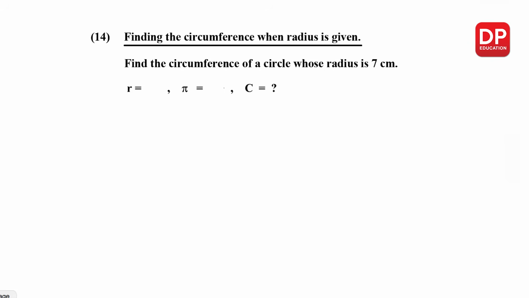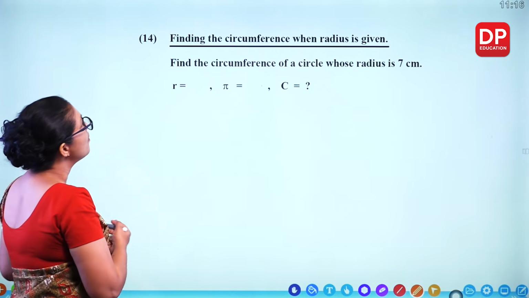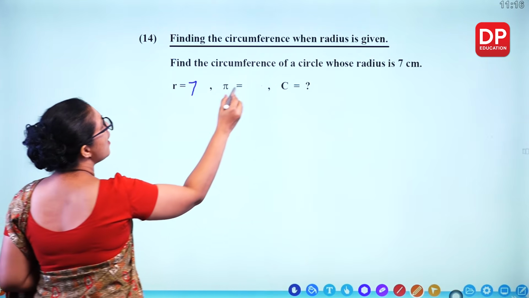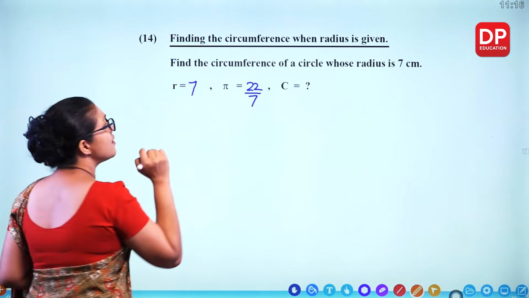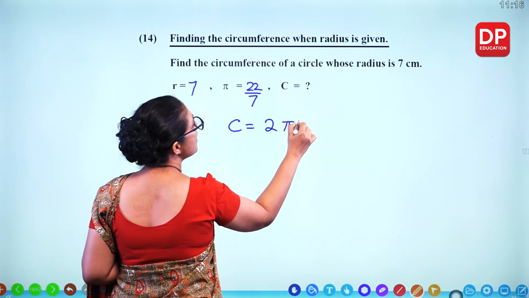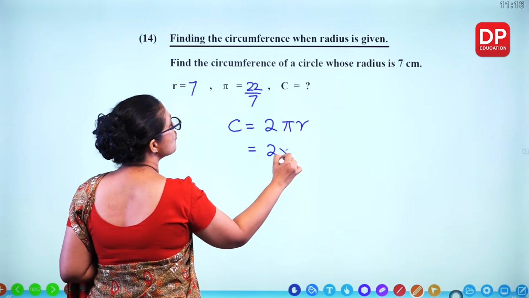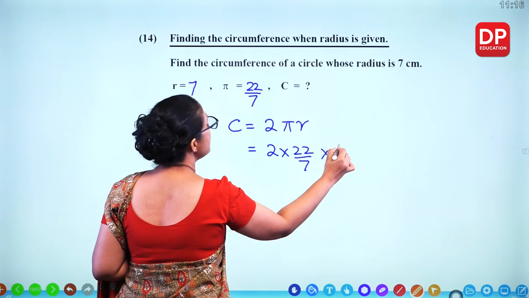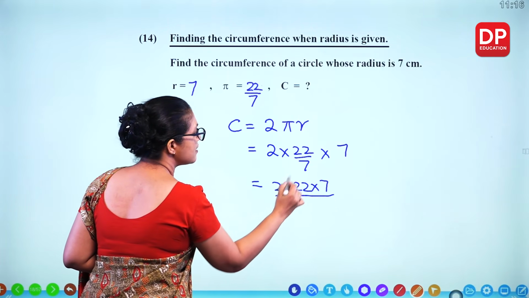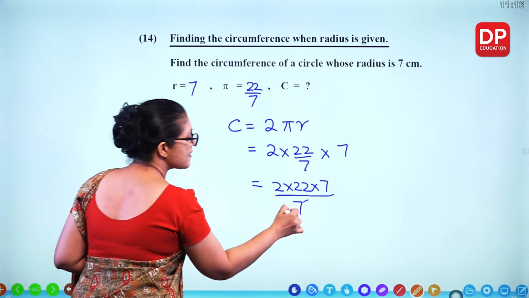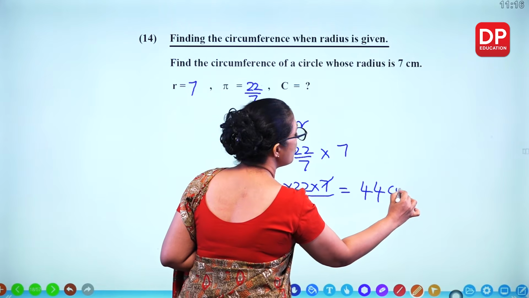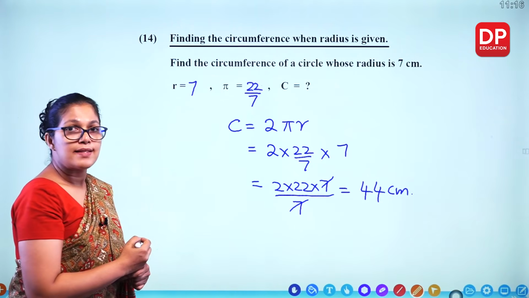Finding the circumference when radius is given. Now radius is given, 7. Pi we can take 22/7. Now what's the formula? C equals 2 pi r. 2 times 22/7. Radius is 7. So you can multiply the numerators and then the denominator becomes 7. 7 gets cancelled out. 2 times 22, that's 44 centimeters. That's the circumference.